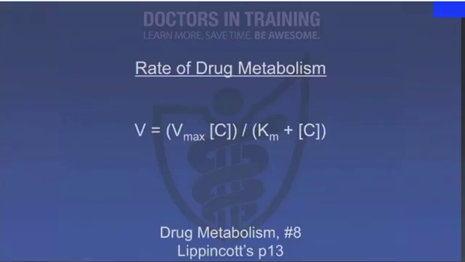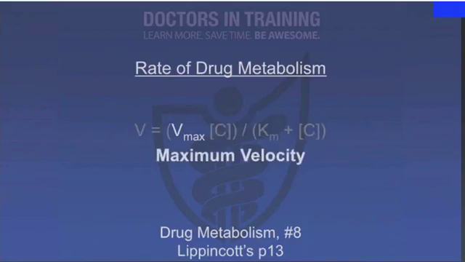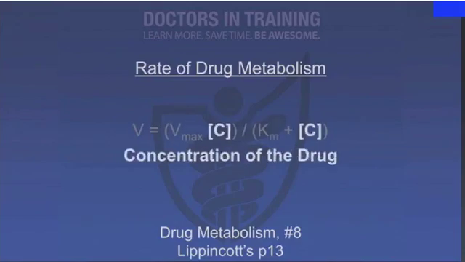And you'll see it's V equals Vmax times C, or the concentration, divided by Km plus C. So we already know what Vmax is, and we already know what Km is. Concentration C is the concentration of the drug. What's the concentration of the drug in the plasma? How much drug is there? We're talking about enzymatic metabolism of drugs, so the drug is our substrate, S. So you might see it represented as S for substrate. You might see it represented as C, as it is in Lippincott, for concentration.